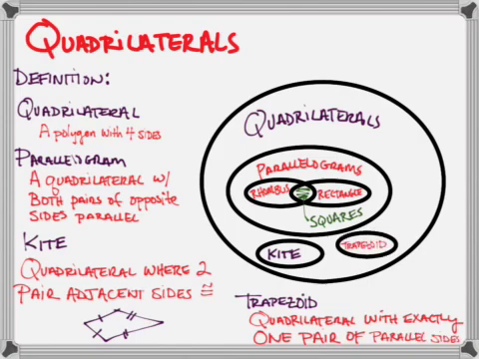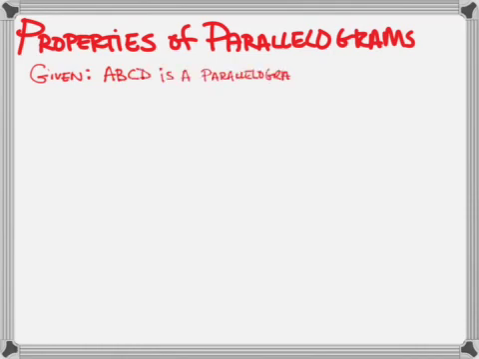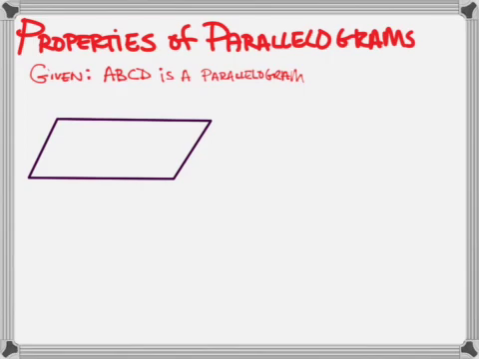So that's an overview of what these look like. And what we're going to do in this chapter is prove some properties of these quadrilaterals. All right, so let's look at a couple properties of parallelograms to start with, because that's our biggest section of this, where we have the most shapes that fall under parallelogram. So I'm going to be given a general parallelogram ABCD, and I want to show some properties of it.